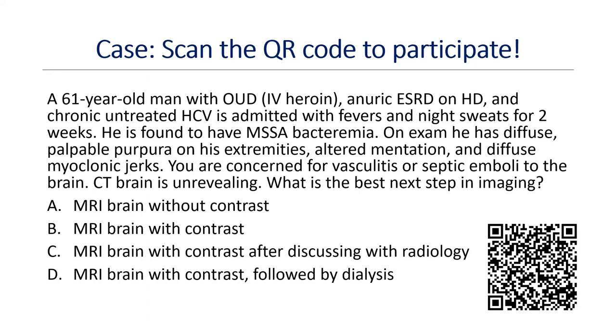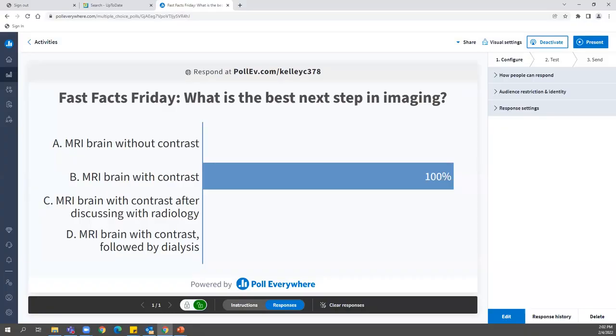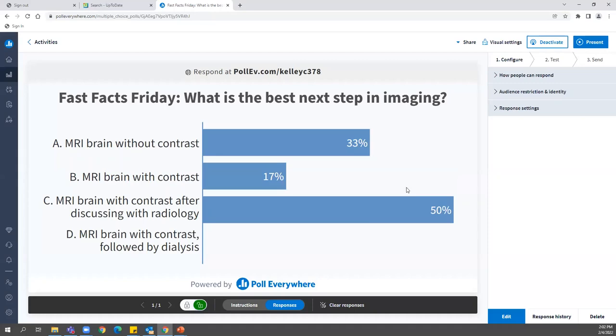A CT of the brain is unrevealing. What's the best next step in imaging? So these are your answer choices, and we're going to switch on over to see our polls, and we have a pretty wide distribution. Most people opting for MRI brain with contrast after discussing with radiology, and then some people saying maybe just forego contrast altogether.